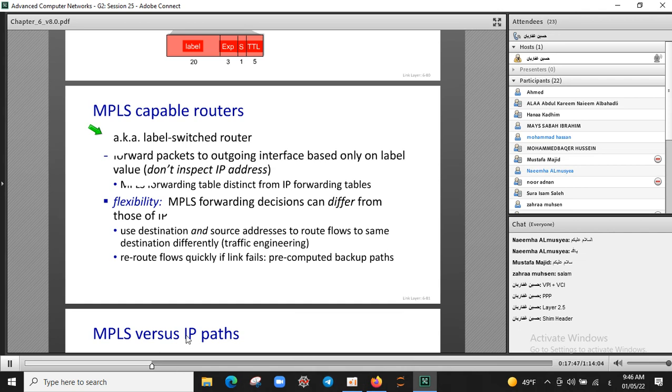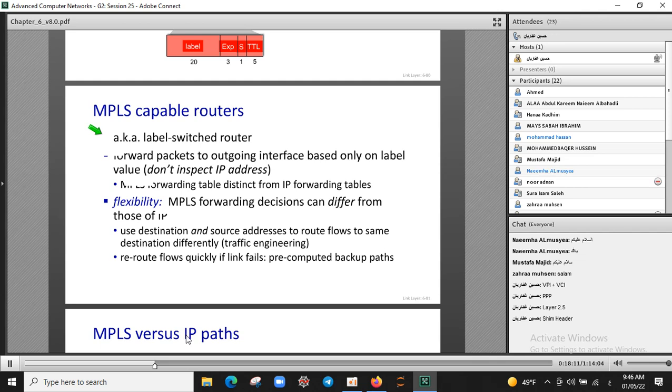So I have a special router. This router can act similar to a common IP router. Okay, but currently we have a shim header too. So my router can act using this shim header. How?